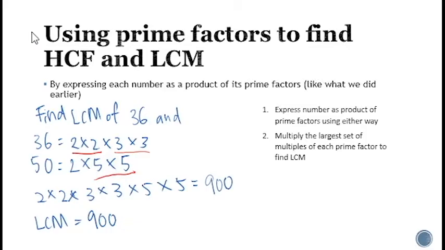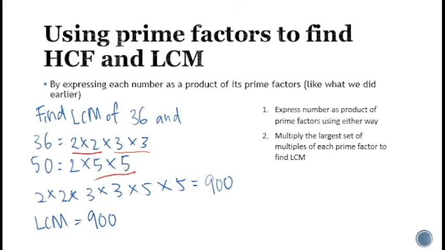Using prime factors to find HCF and LCM by expressing each number as the product of its prime factors, like what we did earlier. So to find LCM of 36 and 50, apologies, I missed the 50 here. First, you express the number as product of prime factors using either way, the division or the factor tree. Then you multiply the largest set of multiples of each prime factors to find LCM.